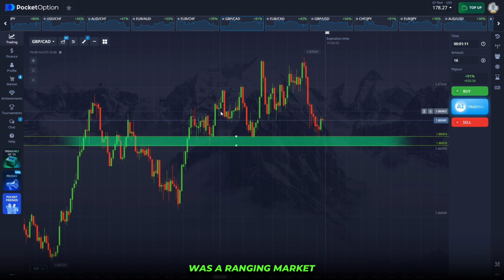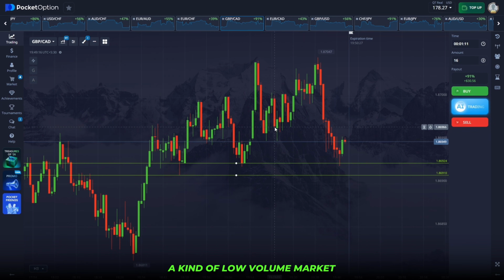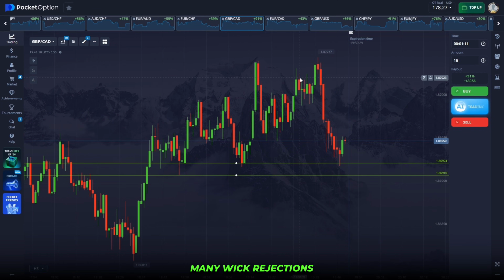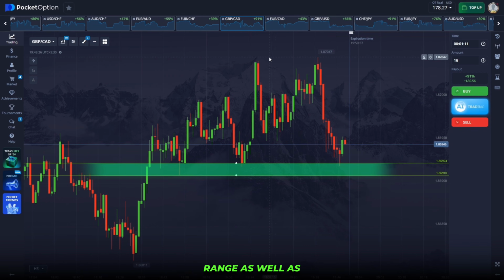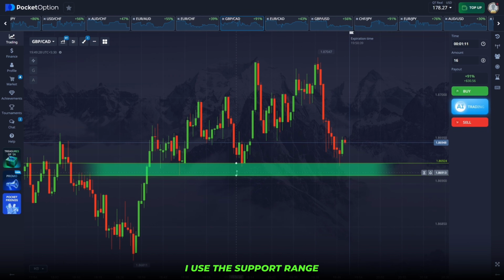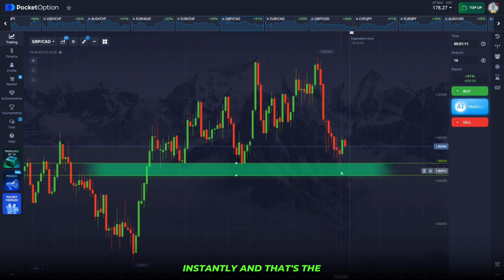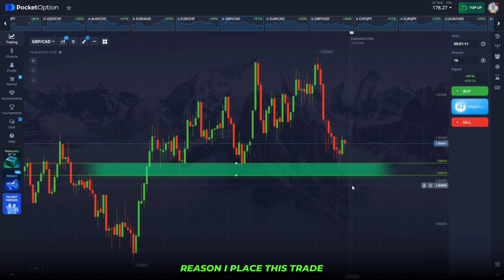This was a ranging market, a kind of low volume market. You can see so many wick rejections. It's a low volume market. So a low volume market, when it is ranging, usually respects the support range as well as the resistance range. I use the support range. Price hit the zone, formed a strong reversal pattern instantly, and that's the reason I placed this trade.